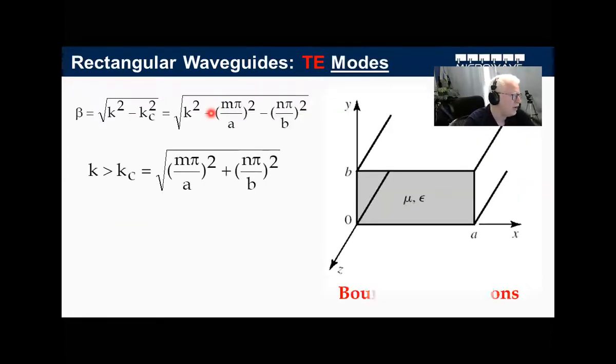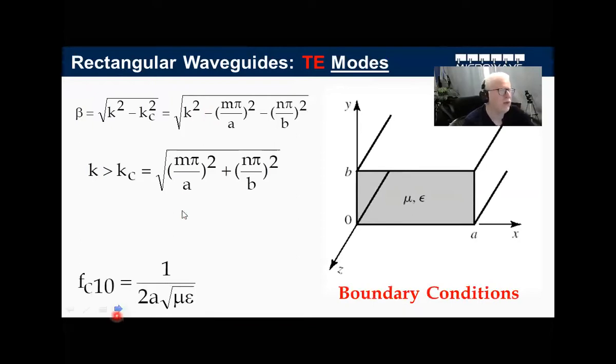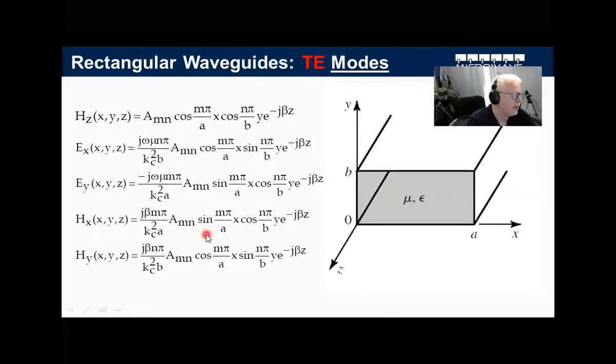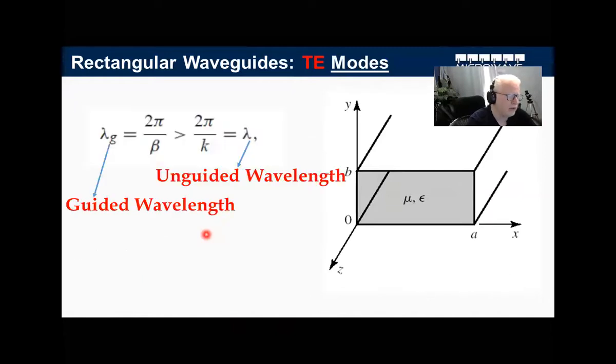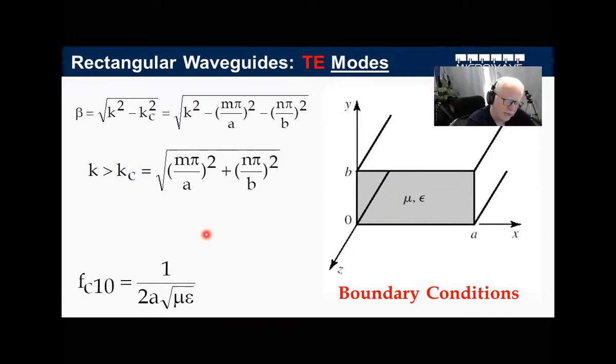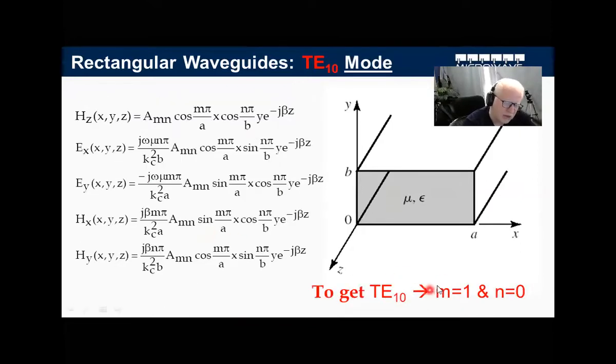If you remember here, when we choose the TE10 mode, this is because a is normally greater than b, so the term 1 over a is smaller than the term 1 over b. That's why the first cutoff frequency will occur at the 10. Okay, and then we investigated the components of the TE10 mode. Yes, this is the cutoff. Now we can substitute with m equal 1 and n equal 0, which is the TE10 mode.